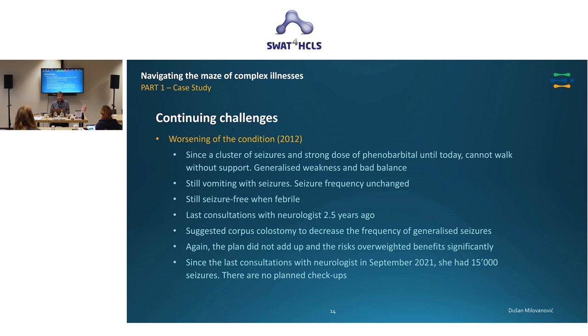Going into puberty, for some unknown reason, she doesn't have any autoantibodies in her blood. Cerebrospinal fluid is not tested. This is also important for understanding the system and later on the solution that I would like to discuss with you and propose in the form of a tutorial. This is what we should do. But she had her last consultation with neurologists 2.5 years ago. Between that time and now, she had around 15,000 epileptic seizures.